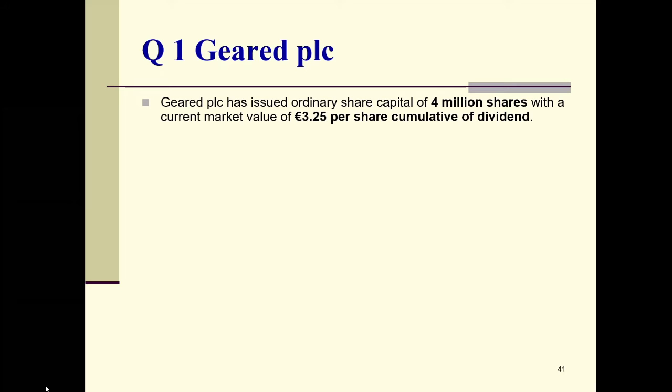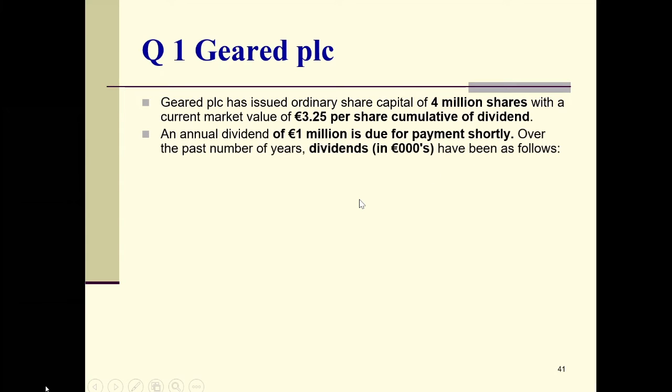Now that's a bit of a problem in that you are given the price of the share, but it includes a dividend that's about to be paid out. When you see the words cumulative of dividend, it means a dividend must be due very soon to that shareholder. And there's 4 million of these shares. Then it tells me an annual dividend of 1 million is due for payment shortly. So I actually know the dividend that's about to be paid out to the shareholders.